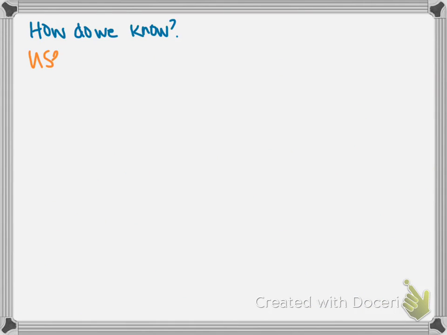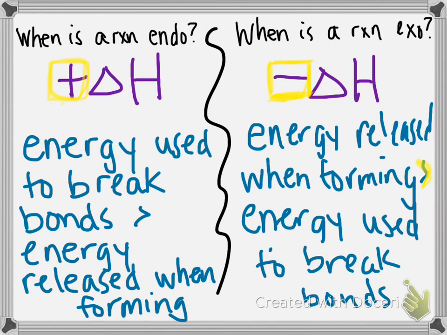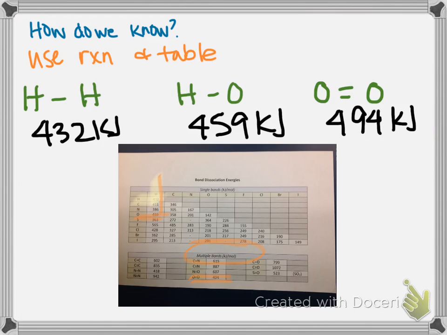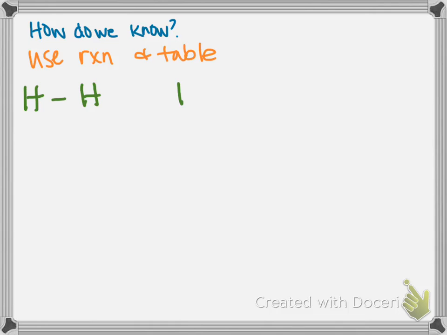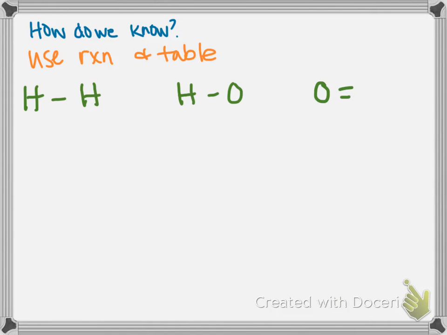So how do we know? What we do is use the bond dissociation table that you've been given. Here are 3 examples. That little table, you will get one of those for your test. You obviously do not have to memorize that, but it's very easy to use.